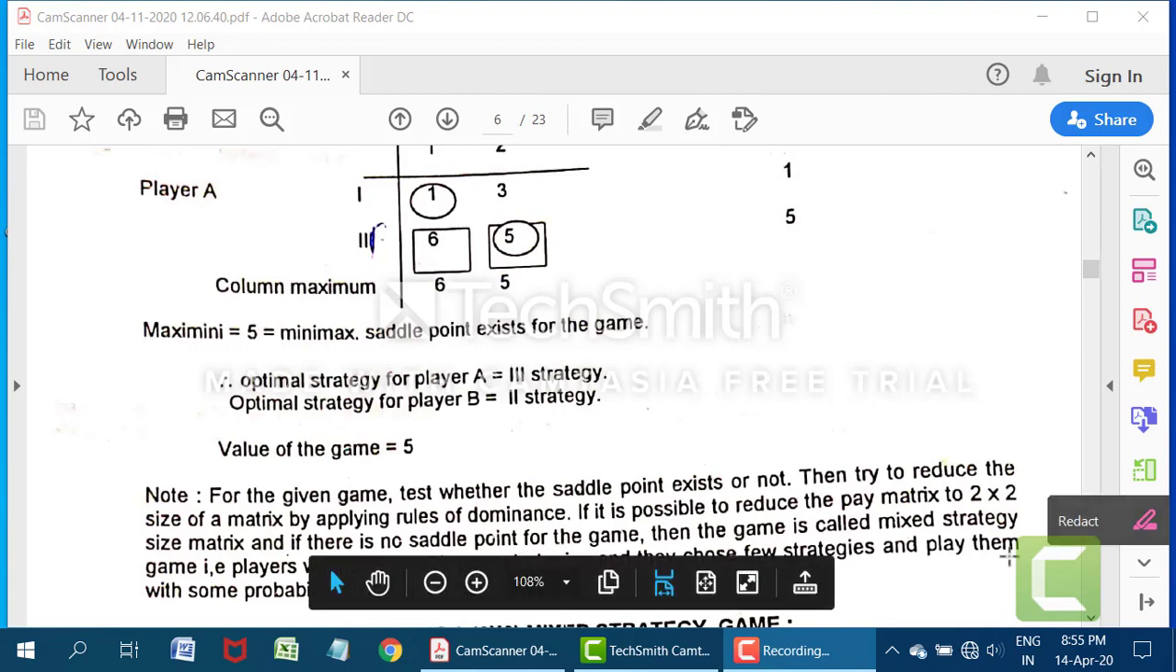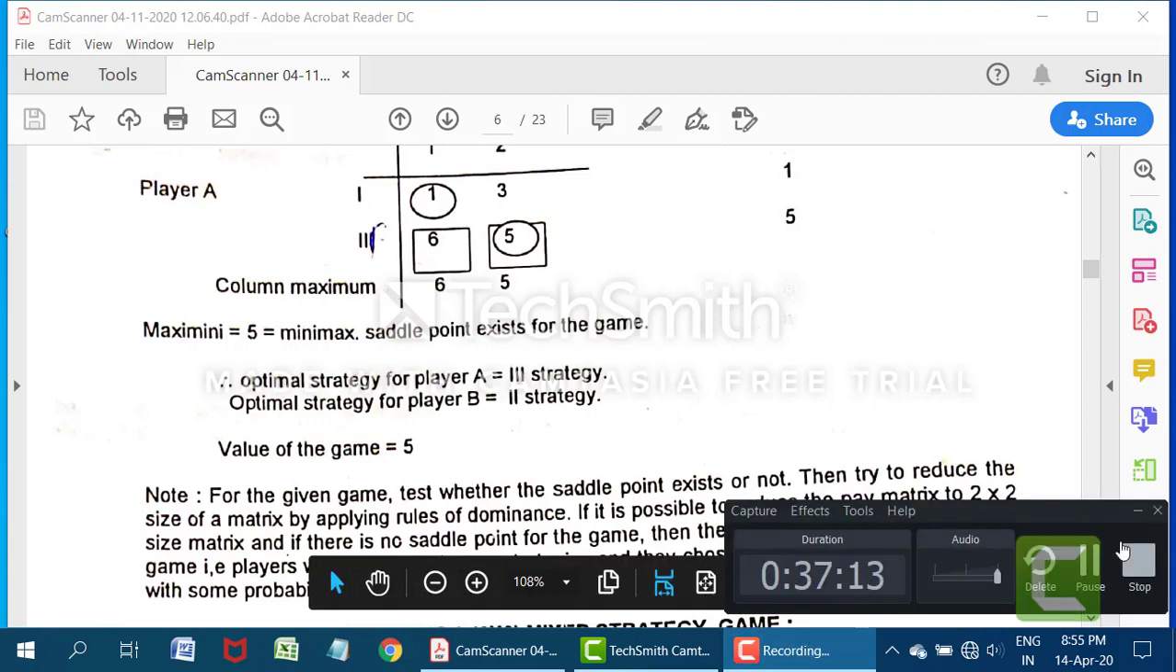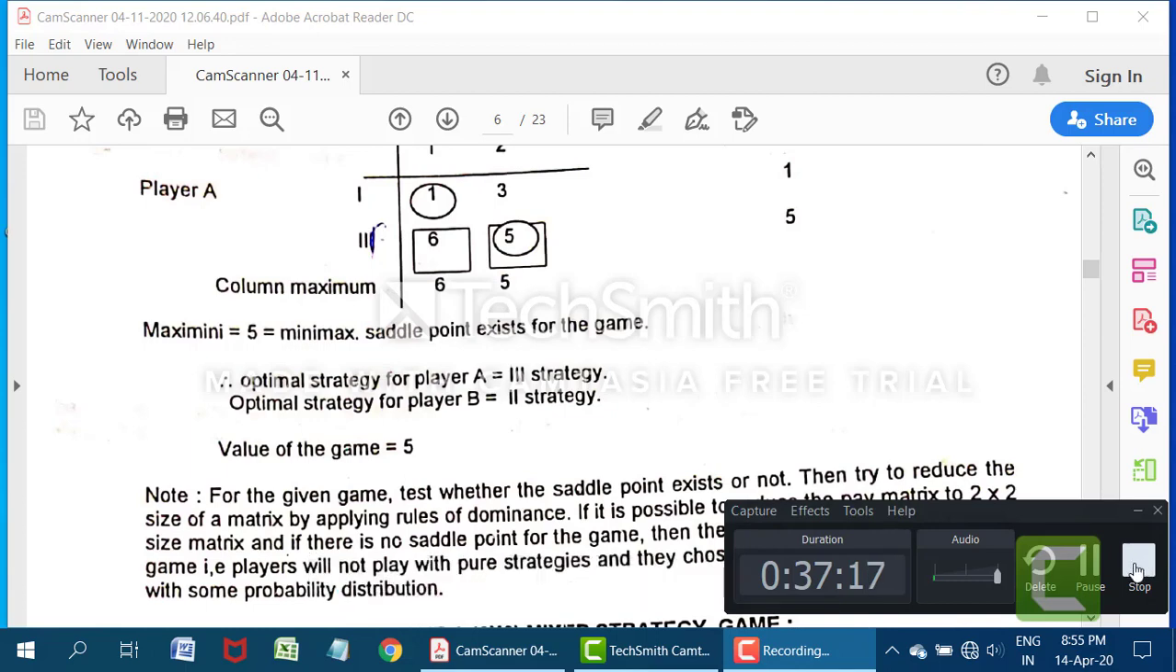Okay. In the next session we will go for the solution methods of the mixed strategy game.